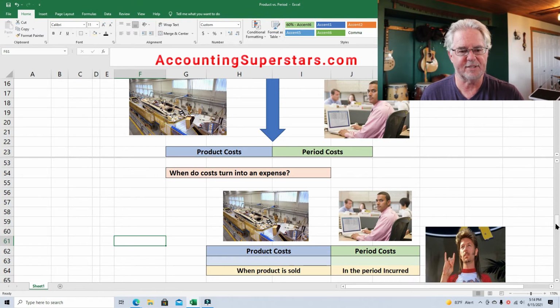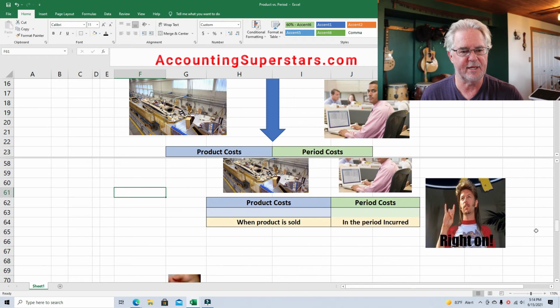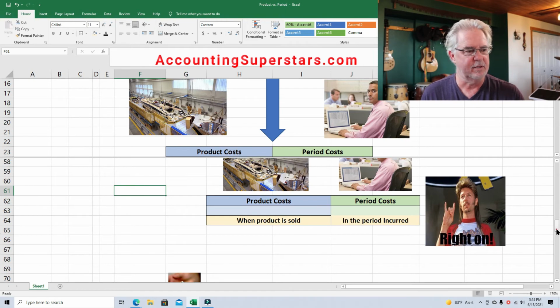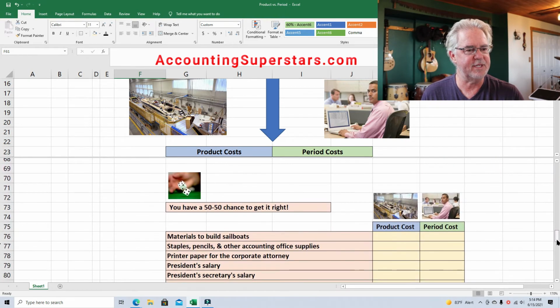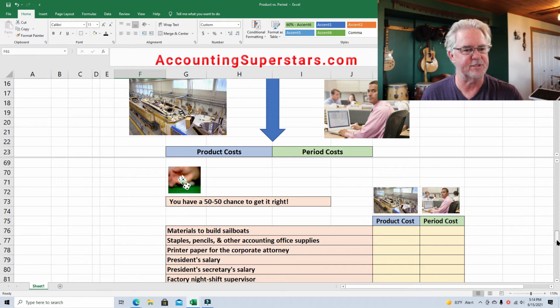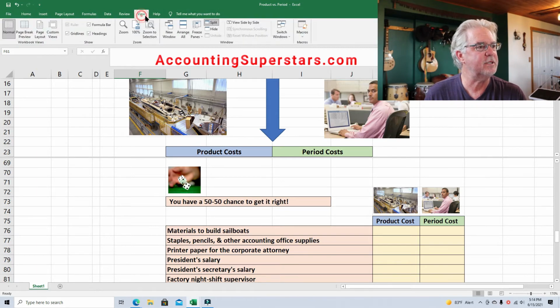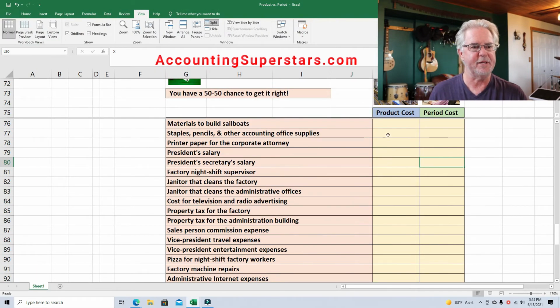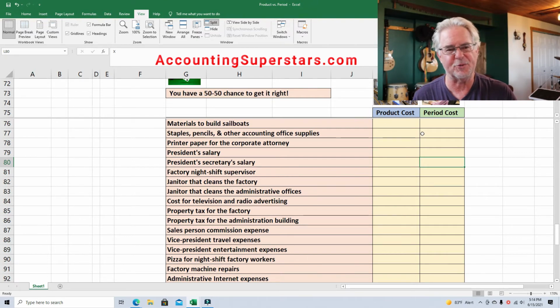Easy stuff. Even this guy right here on the right, he's saying right on. He gets it. All right, so I'm going to give you a little test here. Let's see if you can do this. So let me unsplit. So here we are, ladies and gentlemen. Now you've got a 50-50 chance of getting this right.